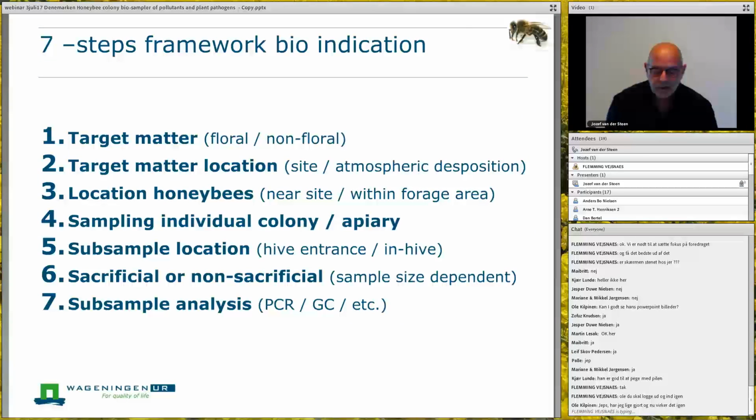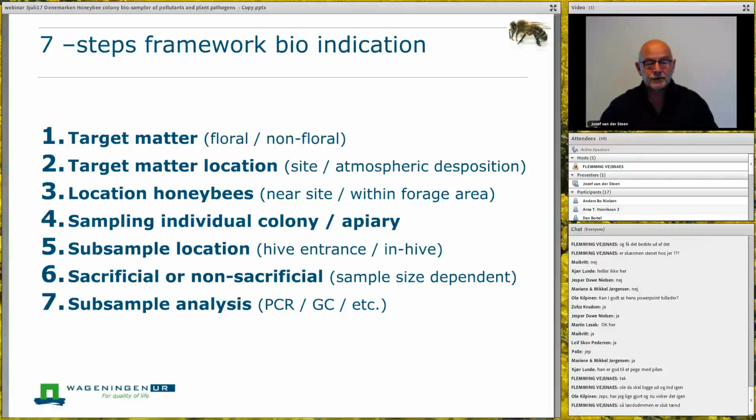We don't want to do this by sampling just randomly. There's a kind of structure, and it depends on what you want to know. That we call the target method. It can be floral or non-floral. Floral means you have pollen. Non-floral can be heavy metals, dust, whatever.